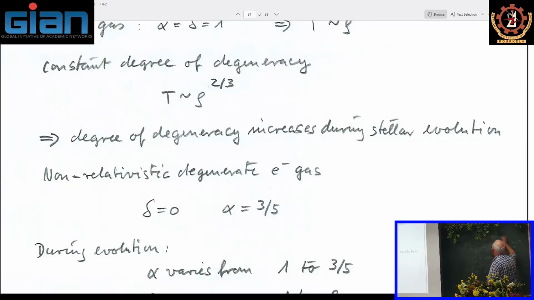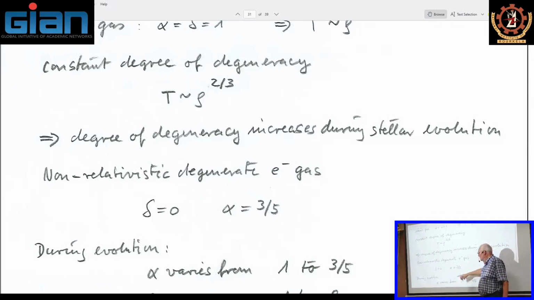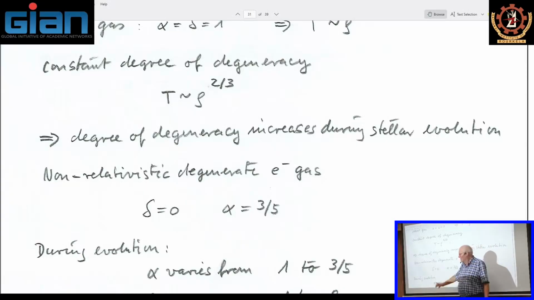So the pressure goes like rho to the 5/3 for a non-relativistic degenerate electron gas. So the alpha, which is d log rho by d log P, is 3/5 for non-relativistic electrons, and the temperature drops out as a parameter. So the derivative of the density with respect to temperature is 0.